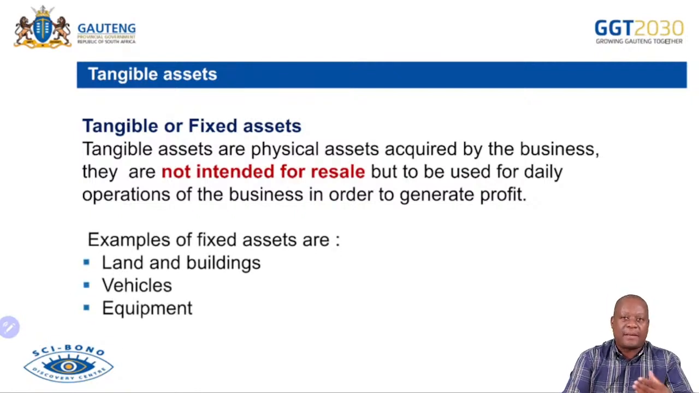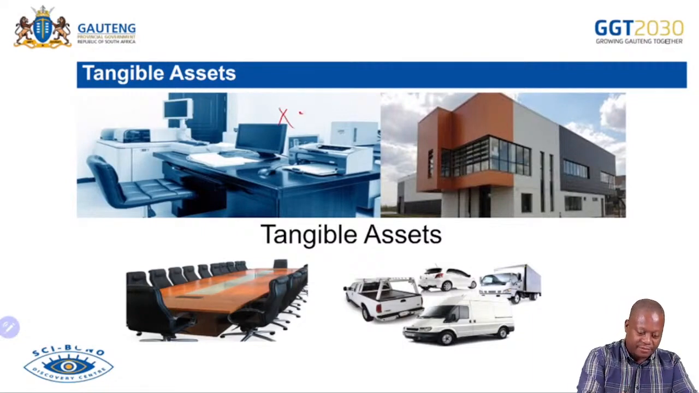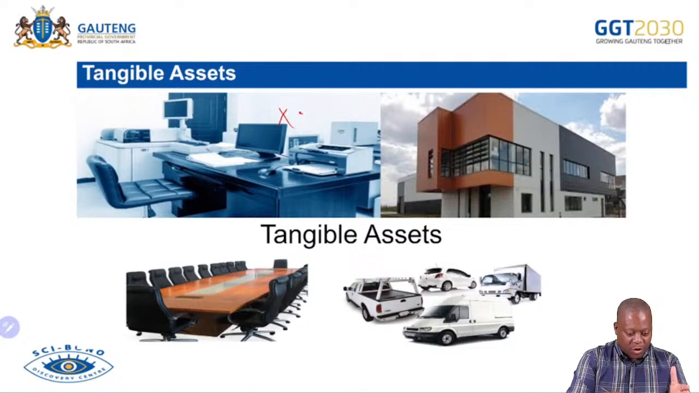We have got our examples for tangible assets, which are land and buildings, vehicles, and equipment. And please take note, we are going to be using these classifications mainly when we are referring to our tangible assets. Let's check tangible assets in pictures. What are we seeing here? That looks like an office here. Now, we have got our printers, we have got the table, the chairs, and we refer to this as equipment.